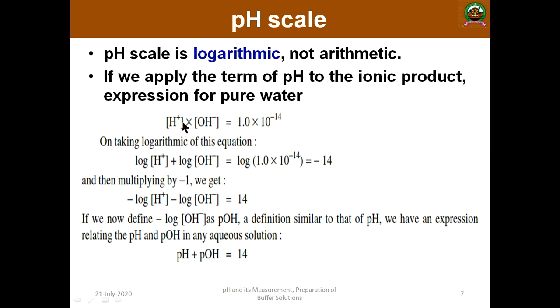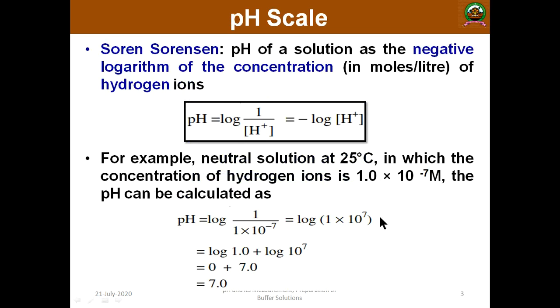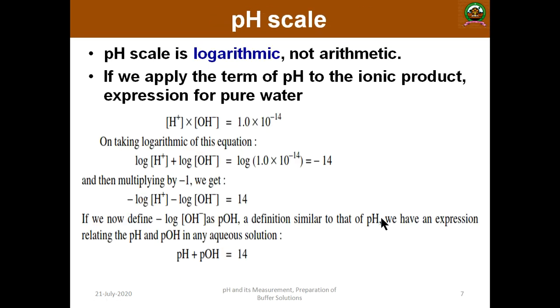On taking the logarithm on both sides, the concentration of H plus gives log H plus. You know that pH is the negative logarithm to the base 10 of hydrogen ion concentration. When taking the log on both sides, the product becomes a sum, because log A times B is log A plus log B. So log H plus plus log OH minus, and on the other side log 1 plus log 10 raised to minus 14. Log 1 is 0, and log 10 raised to minus 14 is minus 14.